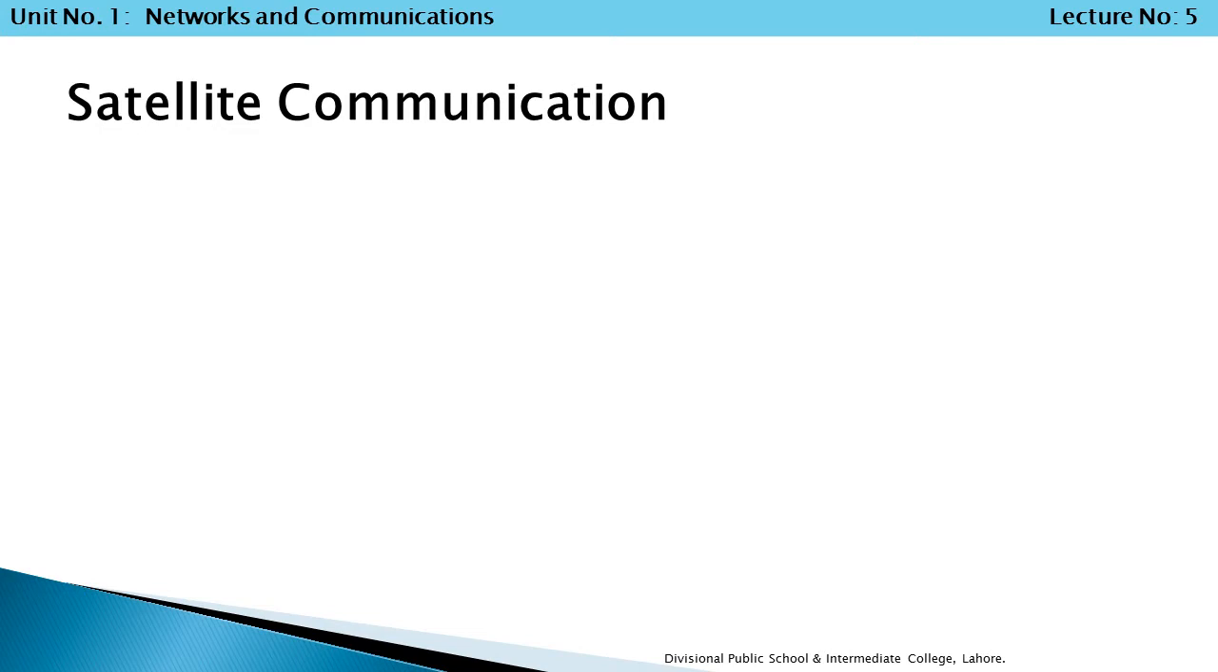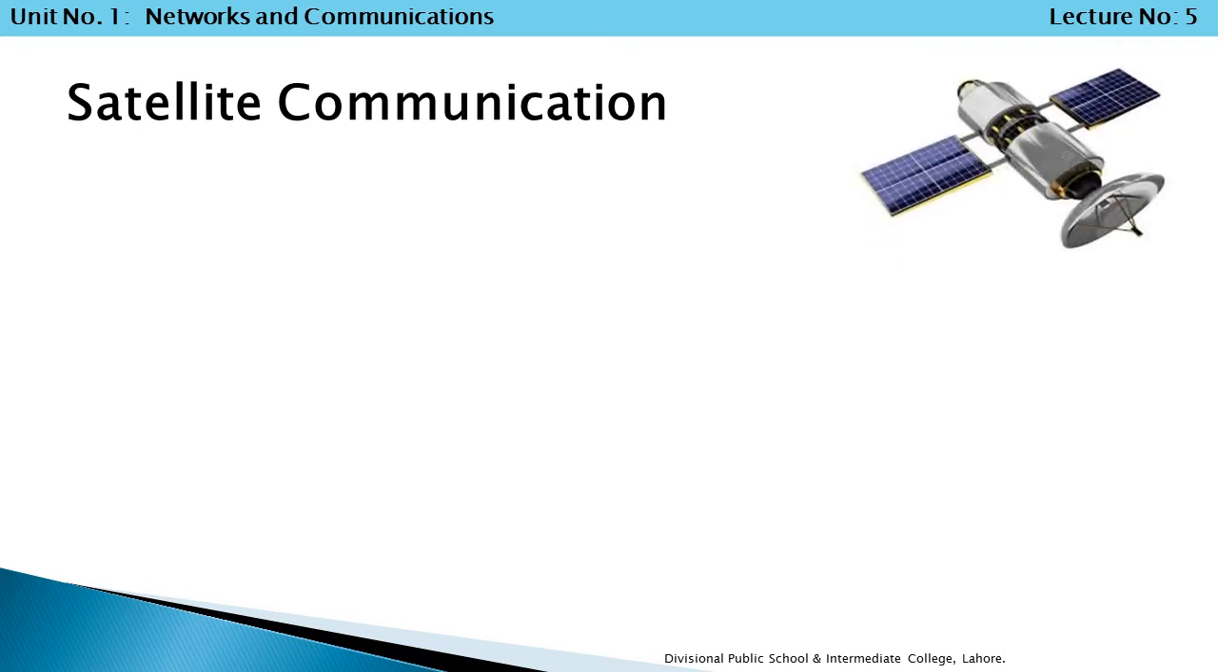Satellite communication. First of all, we will discuss the satellite. A satellite is a machine that orbits a planet or star. Usually, the word satellite refers to a machine that is launched into space and moves around Earth or another body in space. Thousands of artificial or man made satellites orbit Earth.